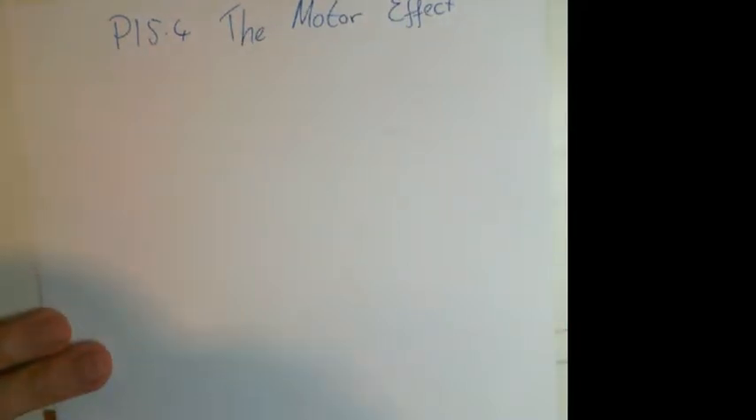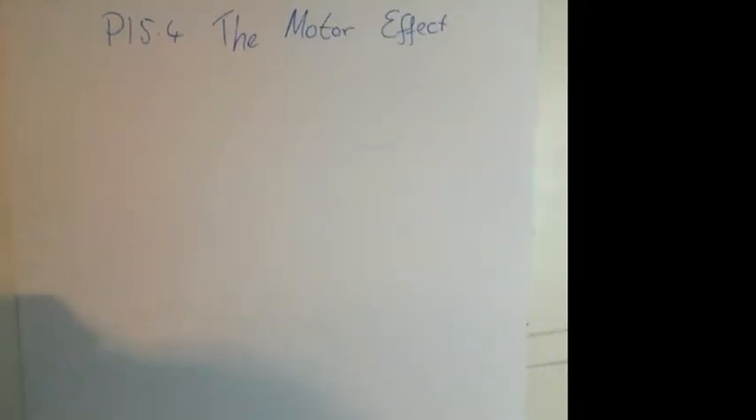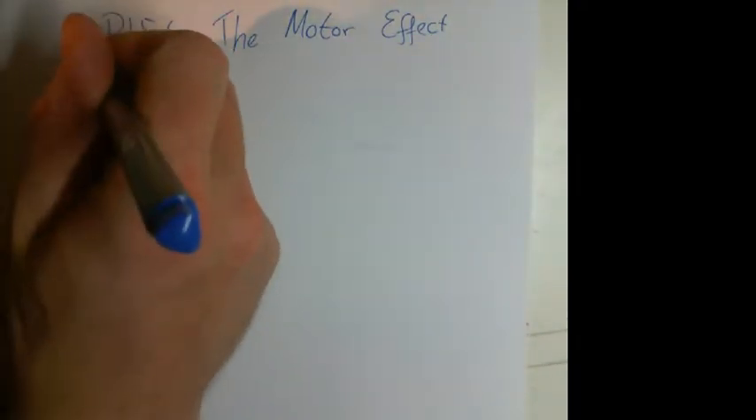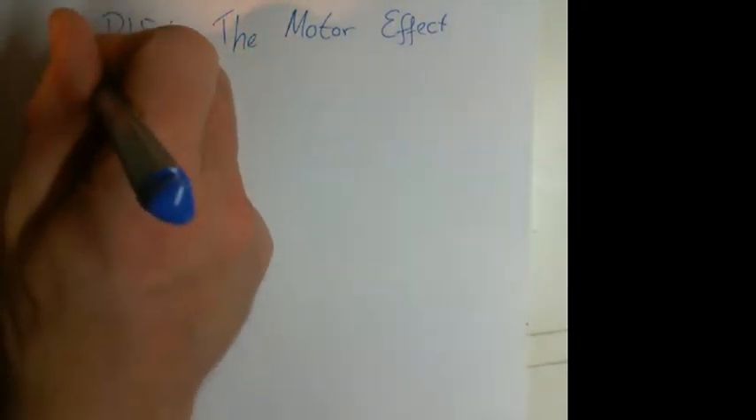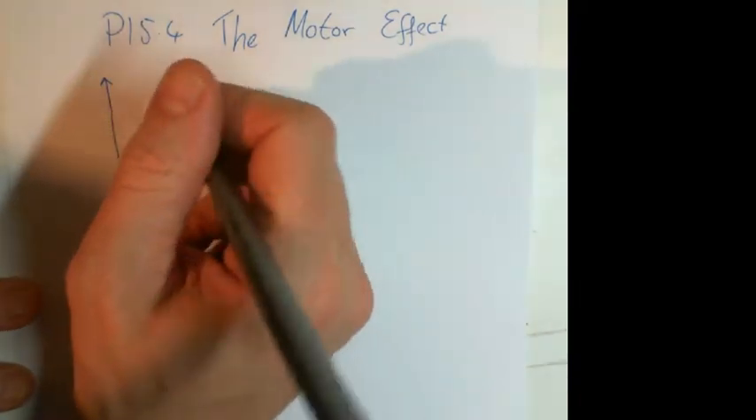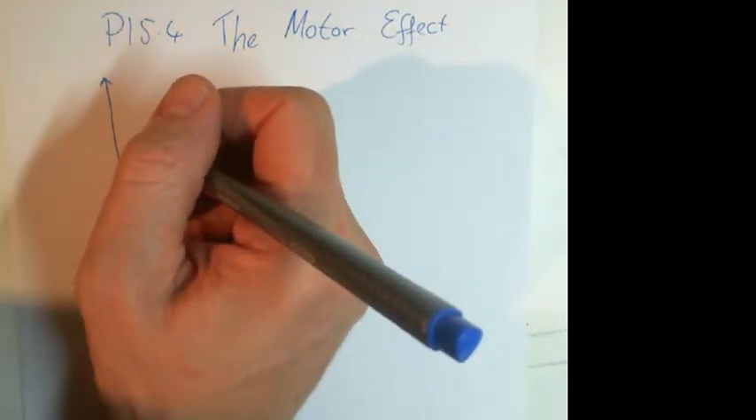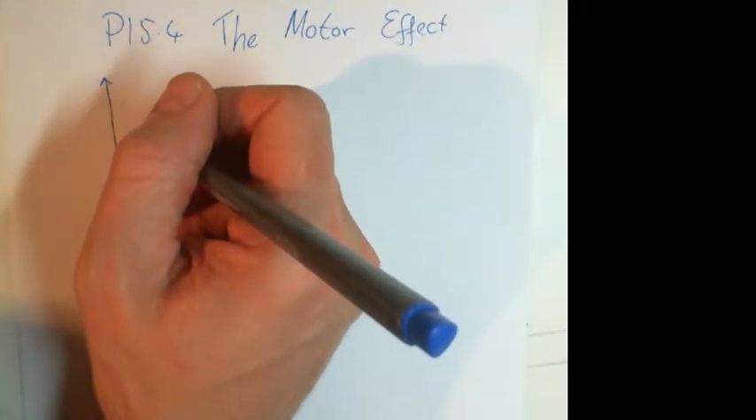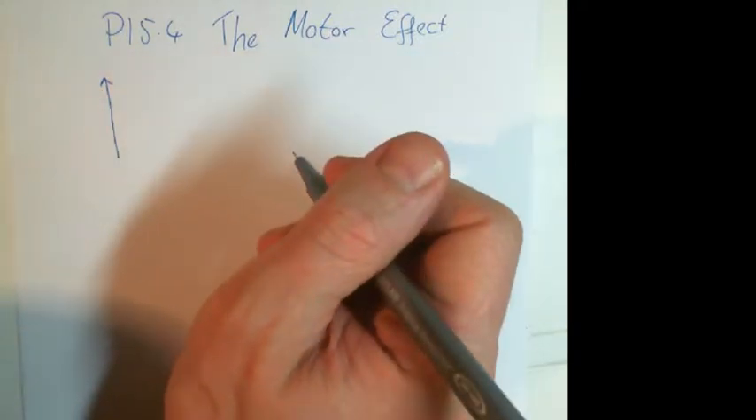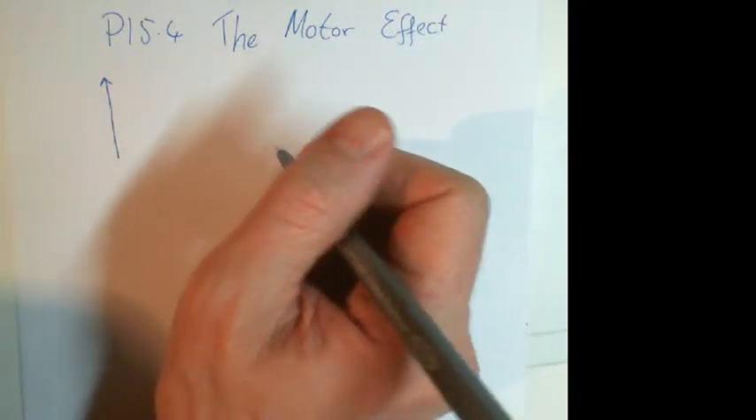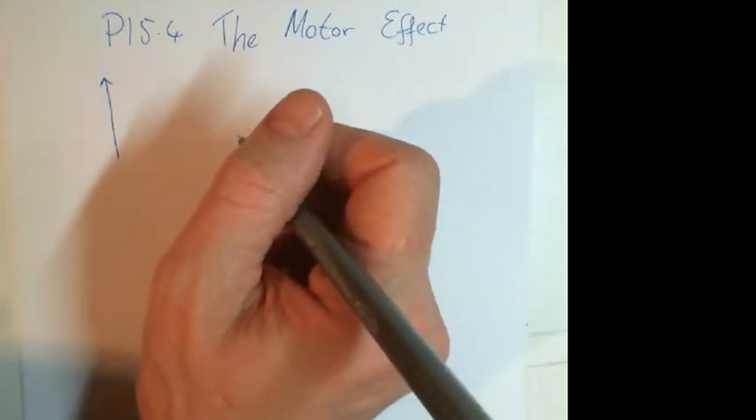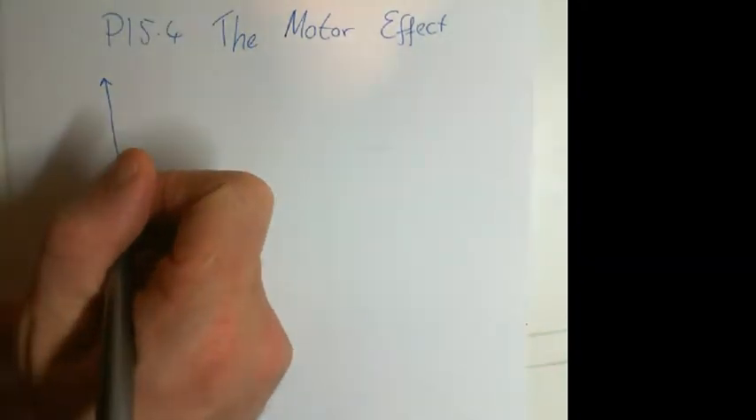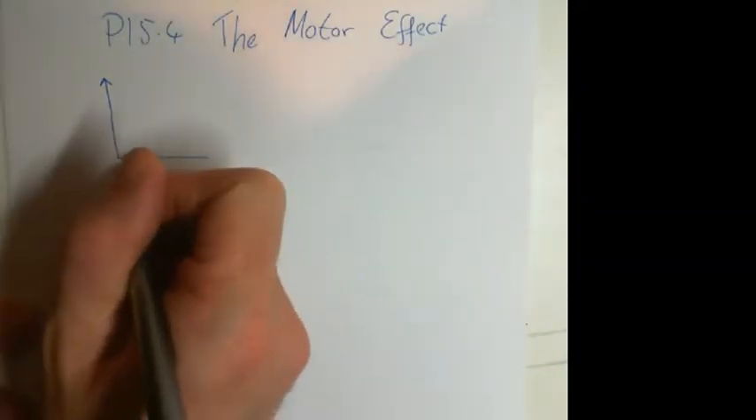Okay, so P15.4, the motor effect, and this is where physics starts to get a little bit hard. Last lesson we discussed the fact that if you have a magnetic field, the current would always be at right angles to that magnetic field. Well, what I'm going to tell you today is that there's another right angle as well.